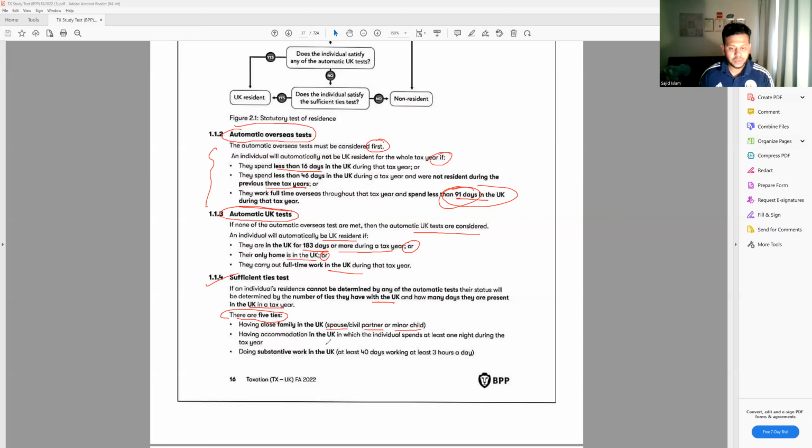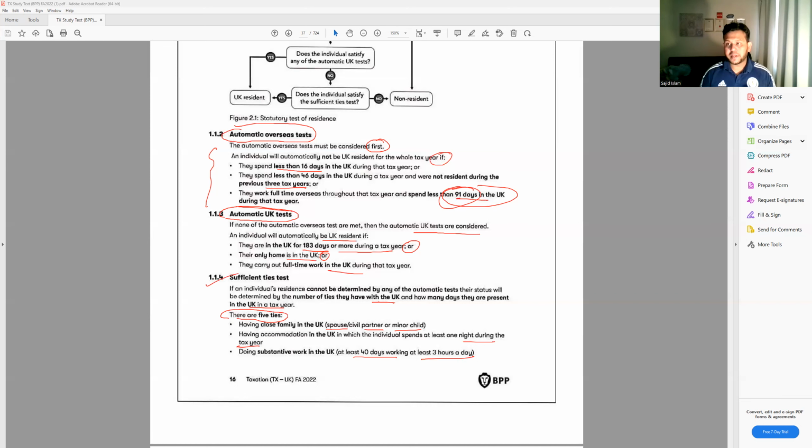Having accommodation in the UK in which the individual spends at least one night during the year. So you have an accommodation in the UK and you spend at least one night in that house or accommodation. Doing substantive work in the UK, so you have some major work to do. That means at least 40 days you work in the UK and at least 3 hours a day. So 40 days, at least 3 hours a day. That's tie number 3.